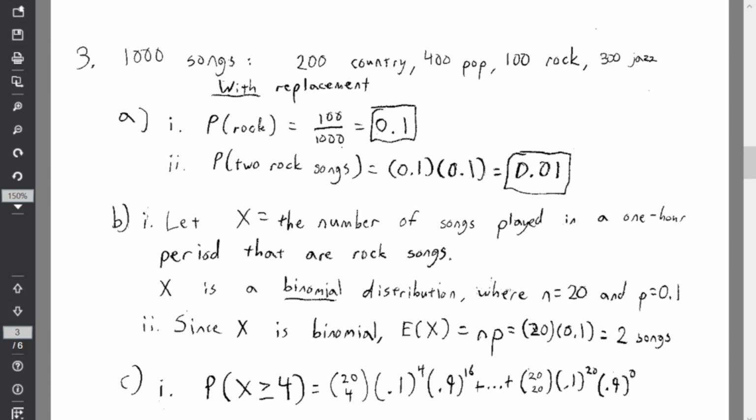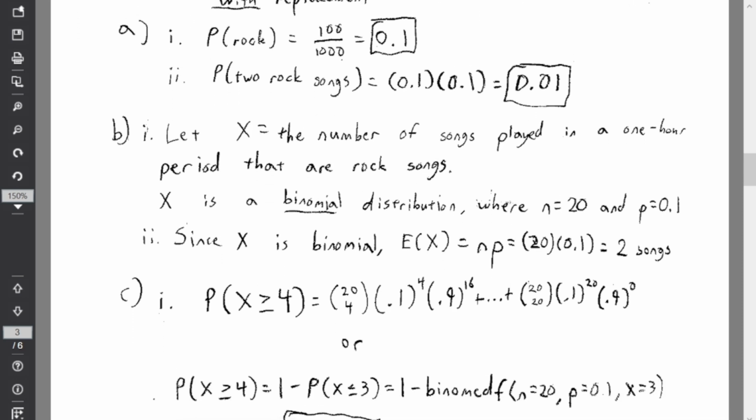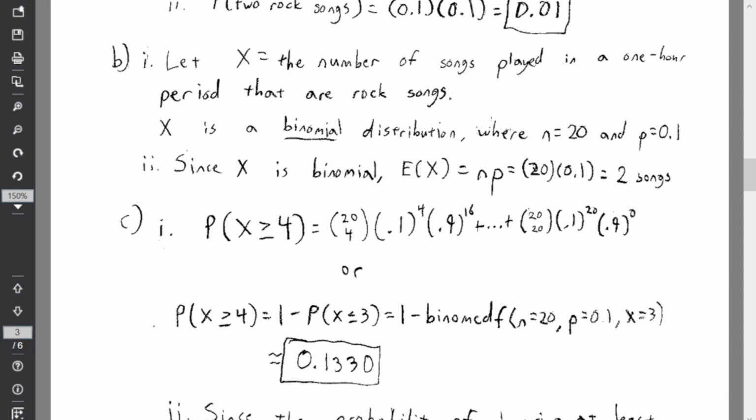Now, if you're doing it in the calculator, remember that the binomial CDF is less than or equal to. So the opposite of it happening 4 or more times is it happening 3 or fewer times. So we're going to use binomial CDF, and our x value is going to equal 3. And we're going to go 1 minus that, the opposite of it happening 3 or fewer times. Either way, you get 0.1330.